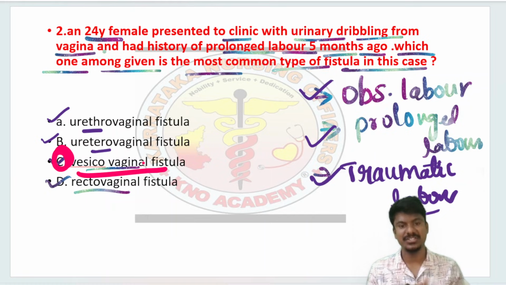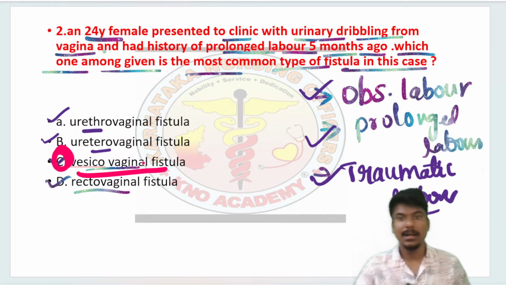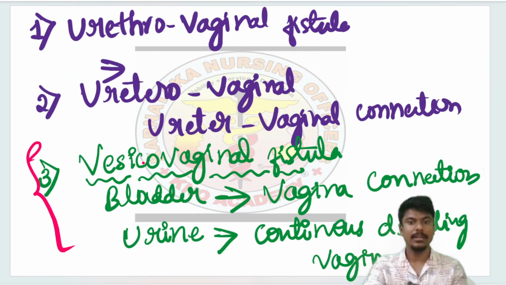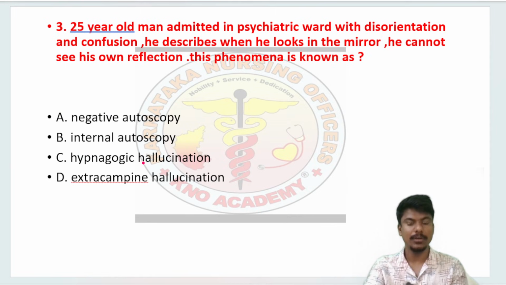So there will be more pressure exerted on the bladder. In case of obstructed labor or prolonged labor, it will have trauma and a connection between the bladder and the vagina. That's the most common type of fistula seen in case of obstructed labor. All of you clear? If you're clear, we'll go with the third question.